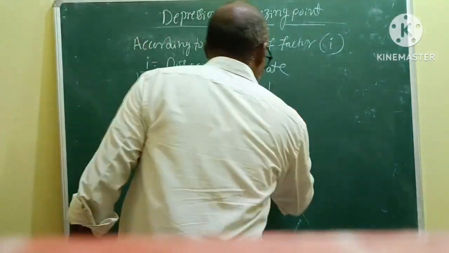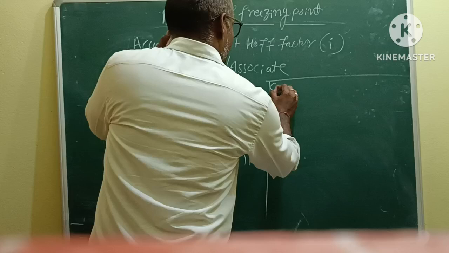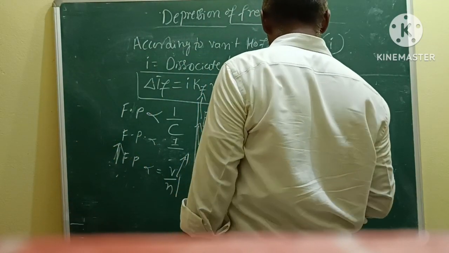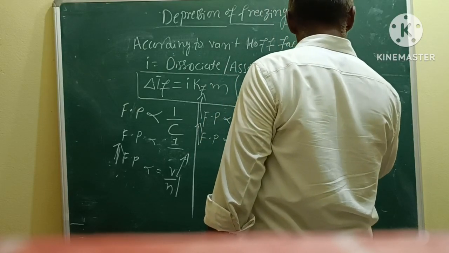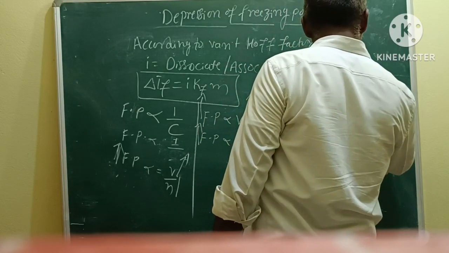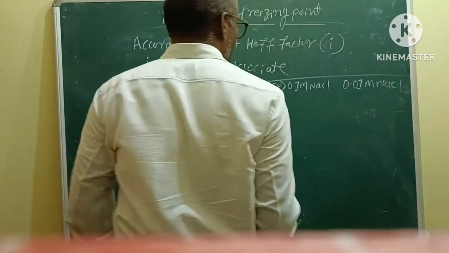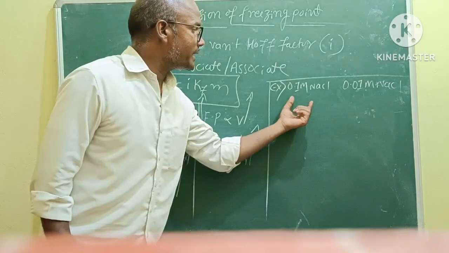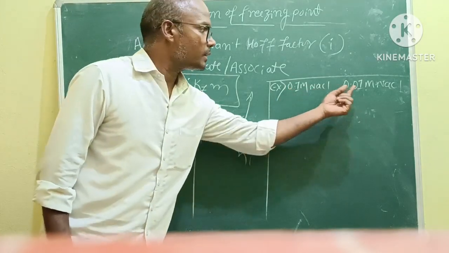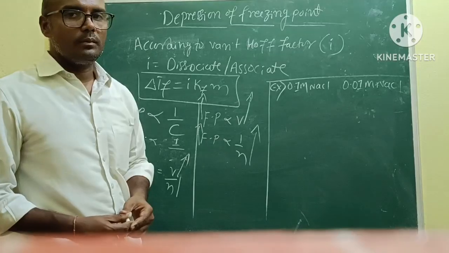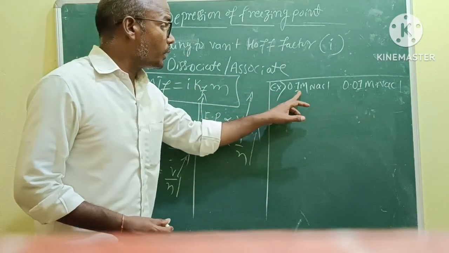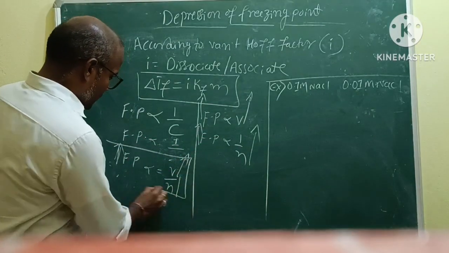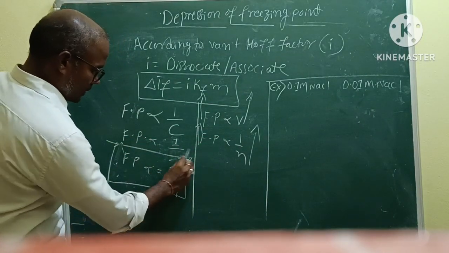Look at one example here, students. 0.1 molar NaCl and 0.01 molar NaCl. Here I choose two different concentrations of NaCl, one is 0.1 molar NaCl, another one is 0.01 molar NaCl. According to this formula, right?